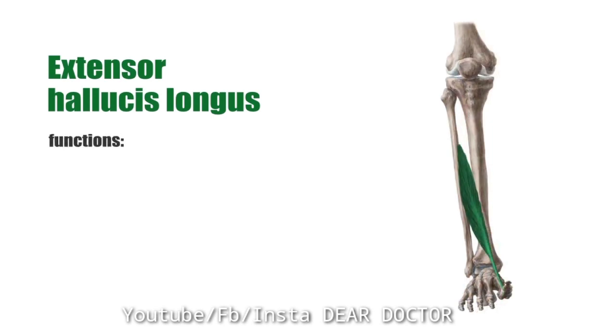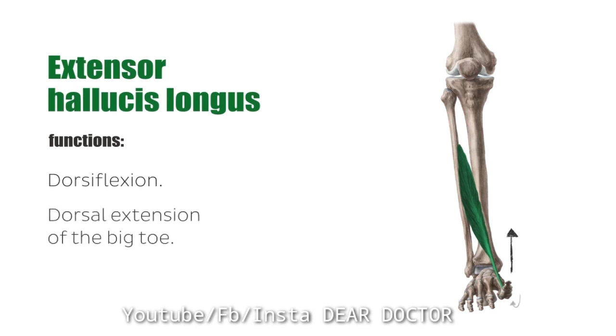And like the other extensors of the leg, it also is going to be performing a dorsiflexion, as you can see here, lifting back your foot towards the tibia, and also dorsal extension of the big toe, as you can see here. So you're going to be able to lift up your big toe towards the tibia. And it can also be involved in supination and pronation, as you can see here, of the ankle joint, depending on the initial position.